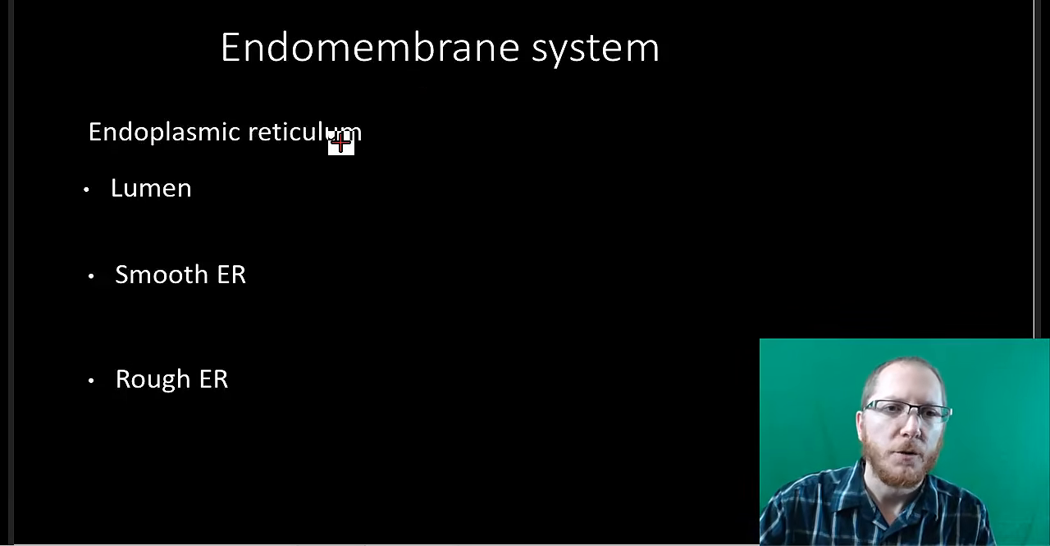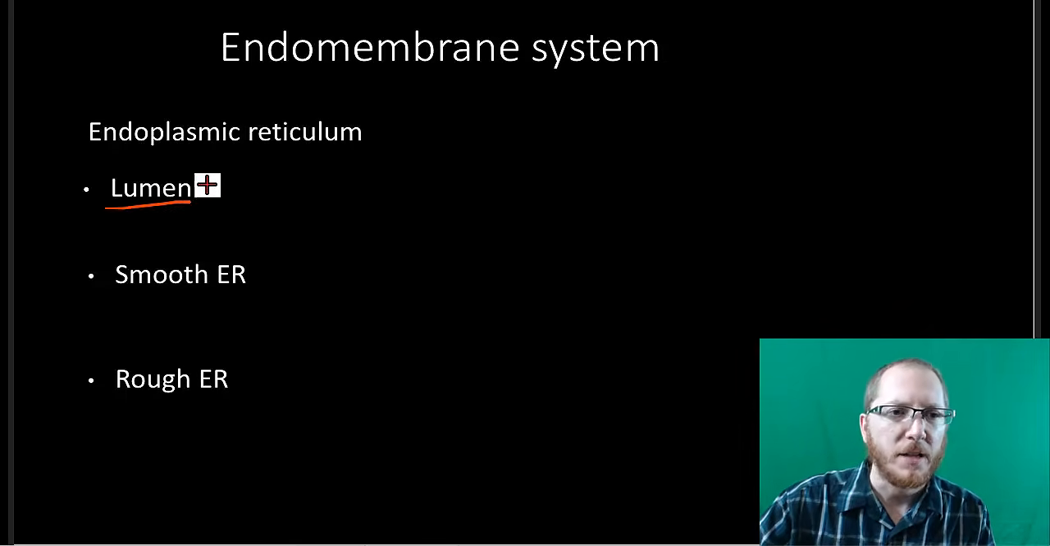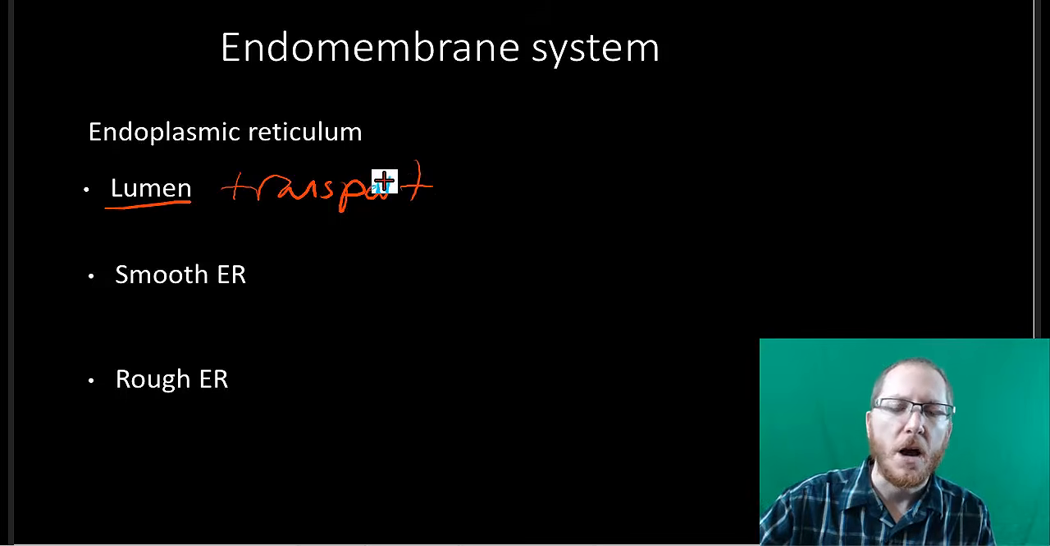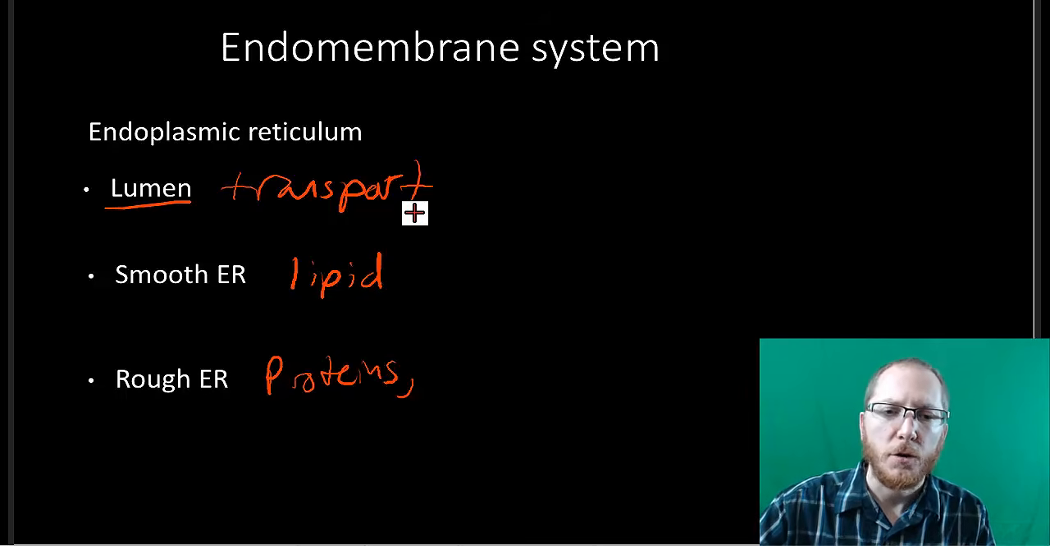So ER, endoplasmic reticulum, this is going to be the stuff that's continuous with the nuclear envelope, as you saw there. It's going to have a lumen, which is the insides, and that will be largely used to transport stuff. So you can move stuff through the ER if you'd like. You'll also have two other types. Smooth ER is really just associated with lipid synthesis, so it can make lipids. For the most part, we're just going to leave it there. Rough ER, we've already said, is able to help make proteins. It'll also be involved in this transport.